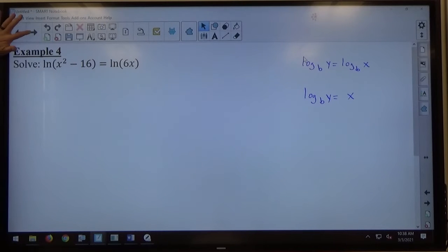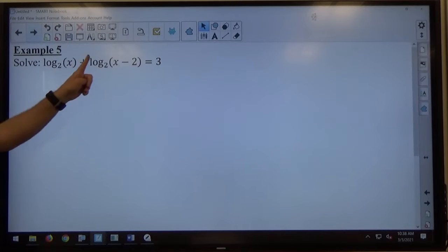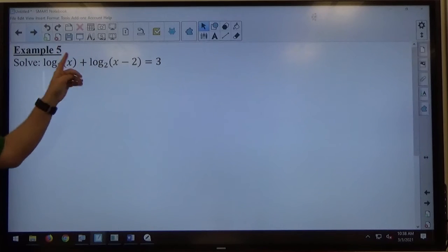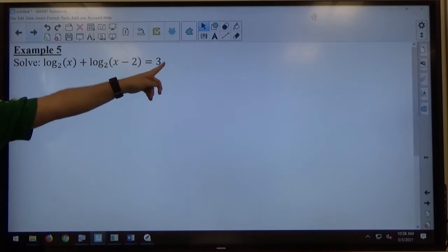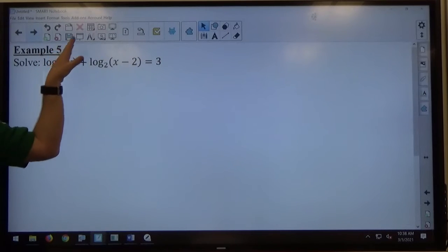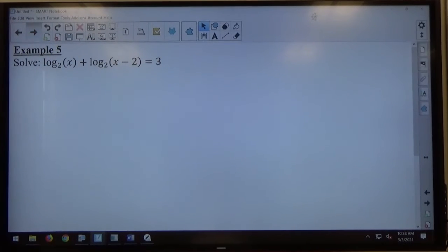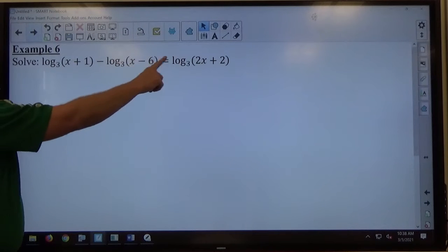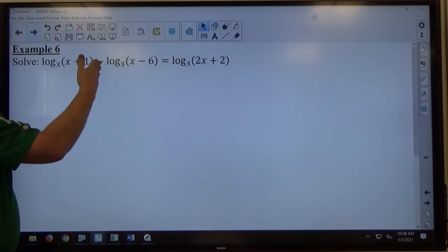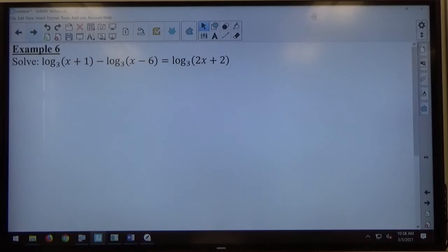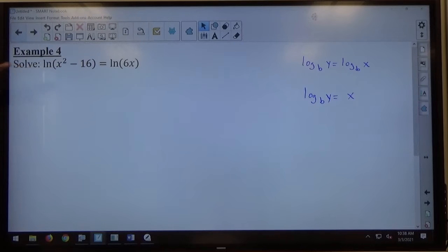If you look at example 5, we're going to have multiple logs here, right? So we have to have a single log expression. There's a number on this side so that we can get this to say log of something equals 3. Here we have multiple log expressions equal to log expressions, so maybe I can make this into a single log expression equals that. But again, you want to get one log equals one log, or one log equals one number, one or the other. And this is, again, right where we want to be for this problem.